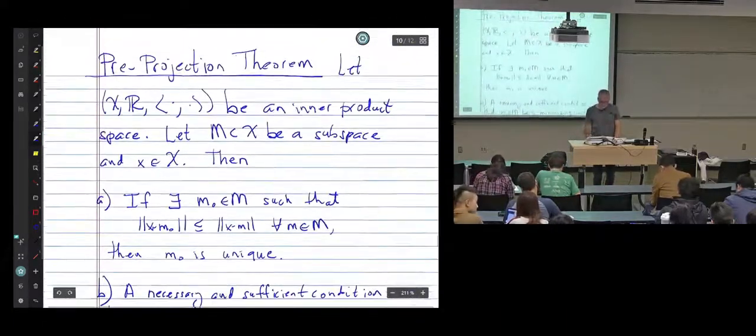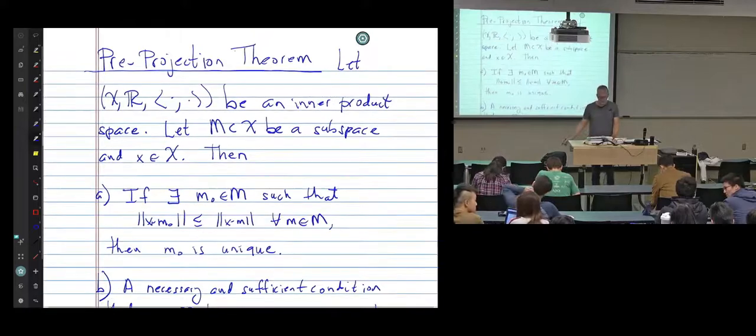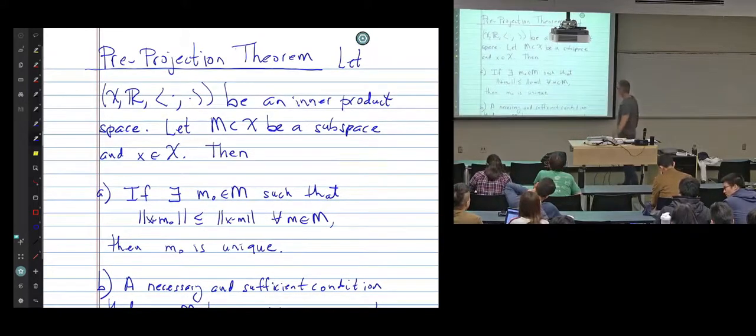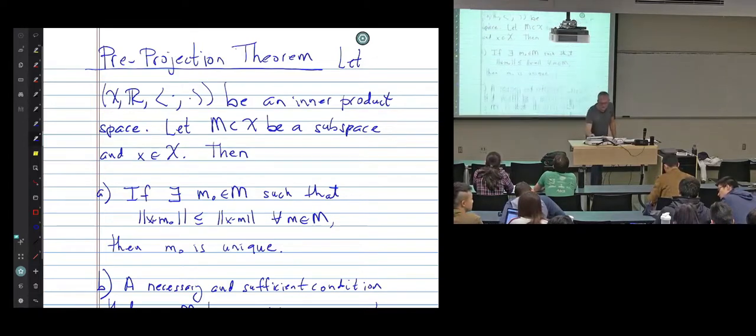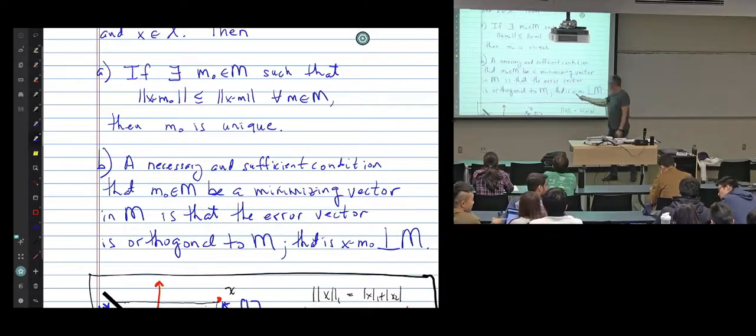So this pre-projection theorem, which we'll jump right into on Tuesday, that is super cool. There's either one solution or none, and you characterize it by this. And this yields simultaneous linear equations. It's crazy, okay?